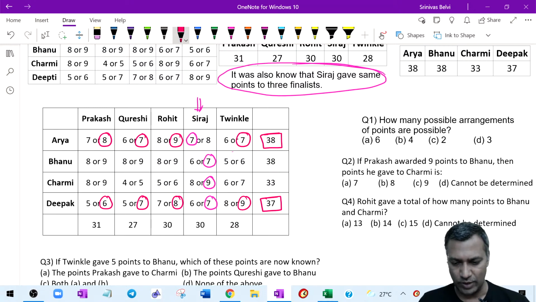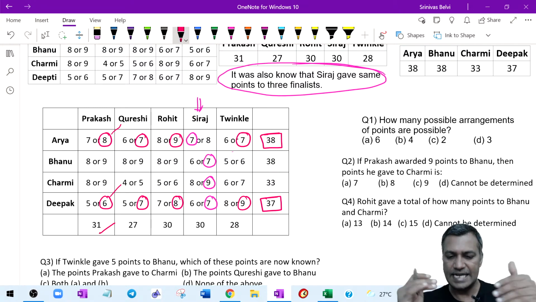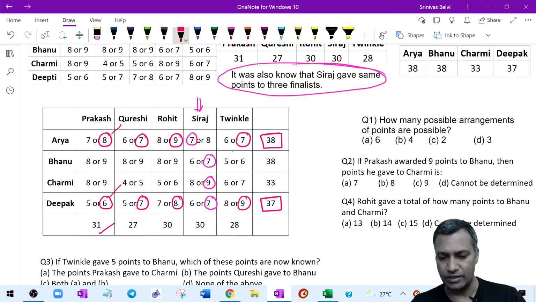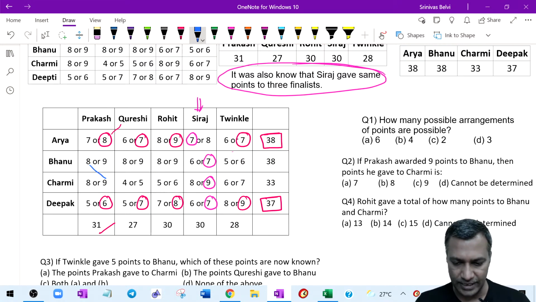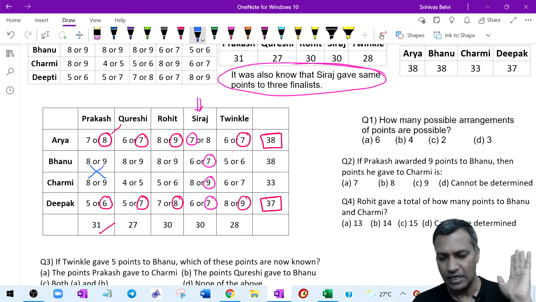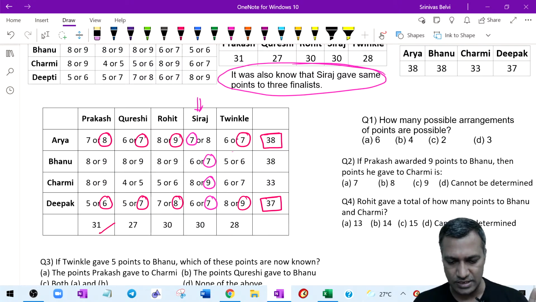Let's go here, 31. Out of 31, what do I have now? 8 I have, plus 6 I have. 8 plus 6 is 14. If it is 14, I need another 17. 17 is possible in this way: 8 and 9 I should take, or this 9 and this 8. That's the point. I am not able to fix it. Listen carefully. Once again, I will do it here. I want column wise.